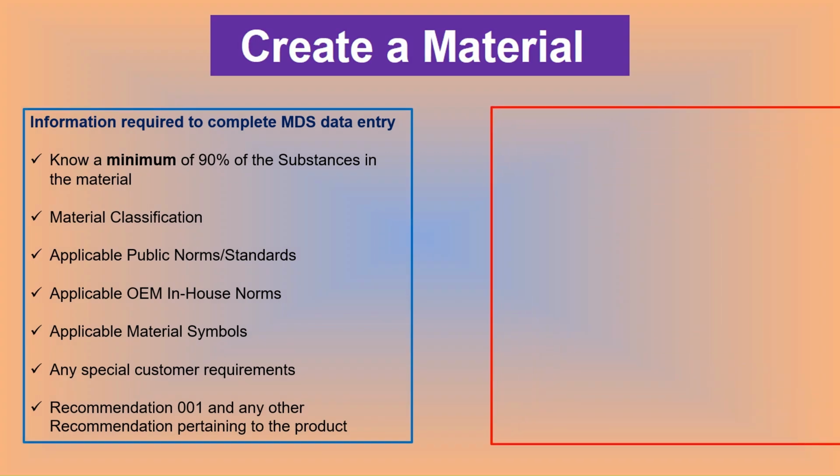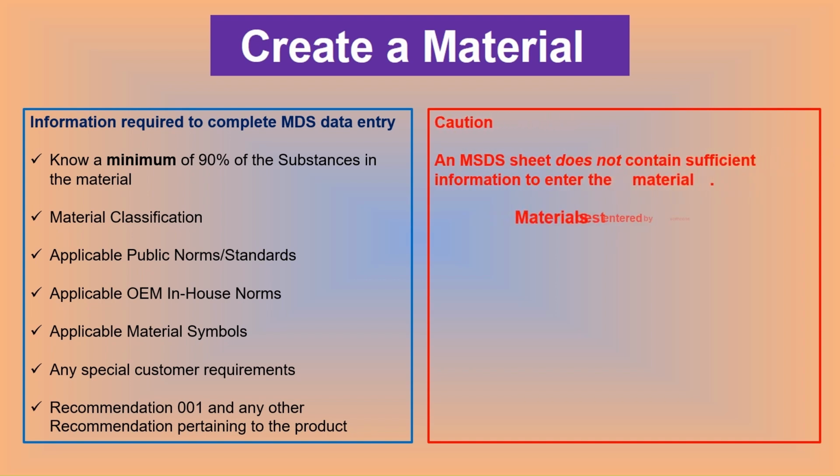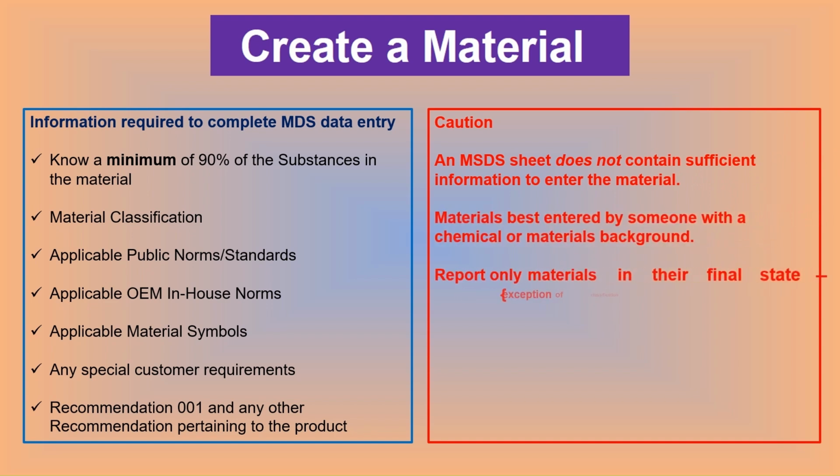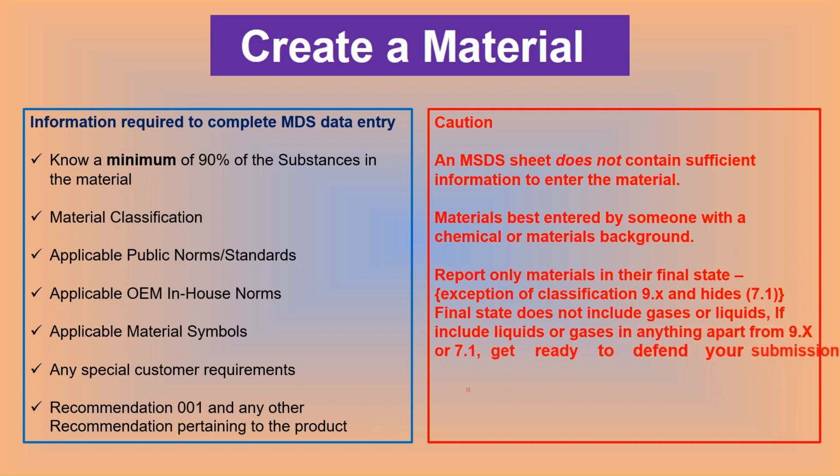Creator shall be aware of the following. An MSDS sheet does not contain sufficient information to enter the material. Materials are best entered by someone with a chemical or materials background. Report only materials in their final state. Final state does not include gases or liquids. If you include liquids or gases in anything apart from 9.x or 7.1, get ready to defend your submission.